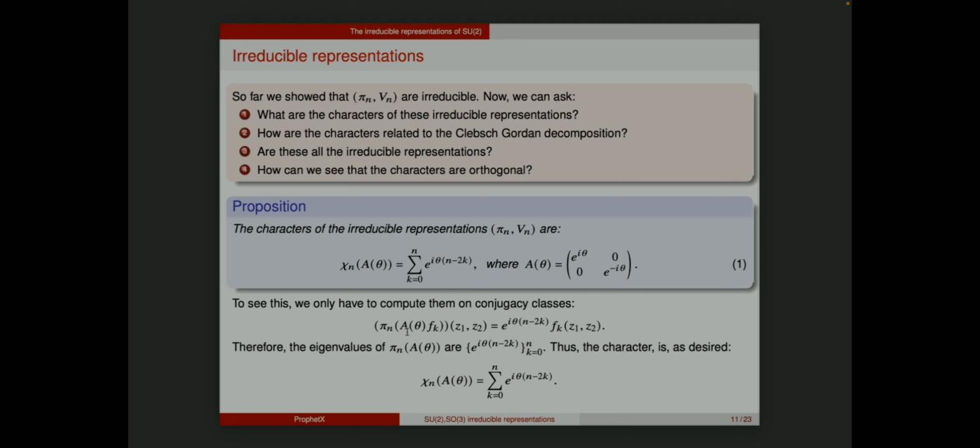That is, we have this representation, and we want to compute the trace of the representation. But we see that if we act with the representation on f_k, we get e to the i theta (n minus 2k) times f_k. That means that the eigenvalues of the representation matrices related to the conjugacy classes are precisely e to the i theta (n minus 2k), where k goes from 0 to n. So the character is basically just the sum of the eigenvalues because the trace of the matrix is the sum of the eigenvalues, and we obtain the result which we claimed. This proof is rather trivial.